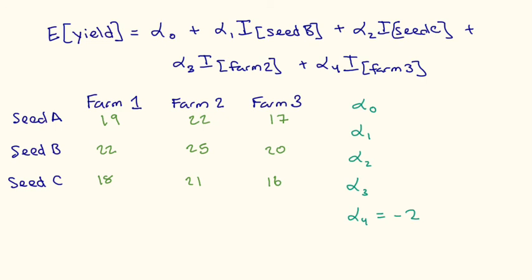So for example, we look at seed C, and then I can come over here and say, well, farm 1 compared to farm 3, the added effect is -2. So anytime for the same seed type, if I'm comparing farm 1 to farm 3, I'm going to get -2. And you can see that for seed A and seed B. So that's what that is. See if you can figure out what these other alphas are.